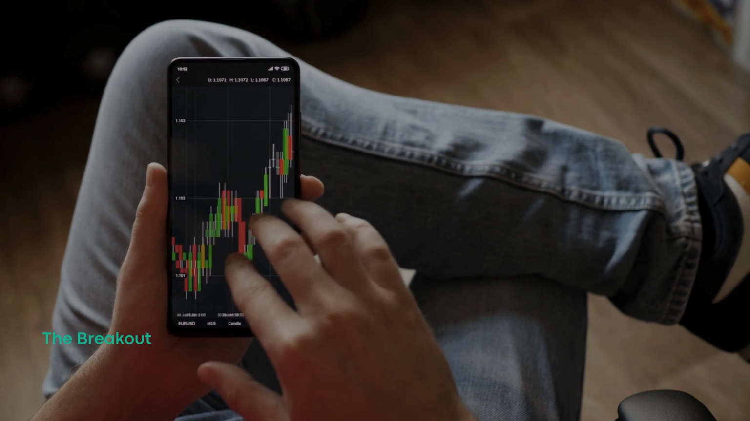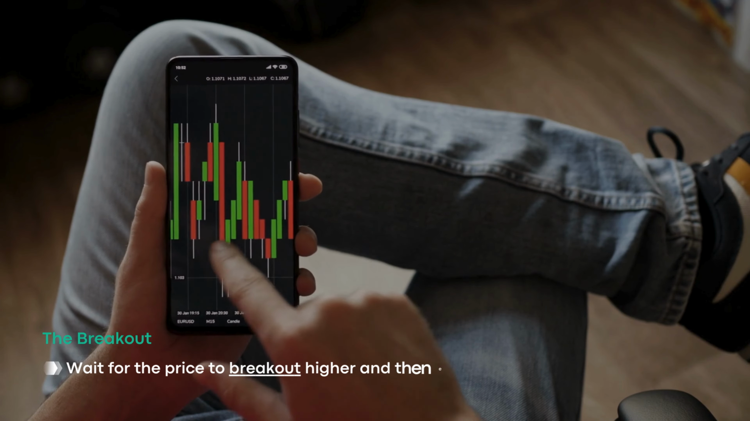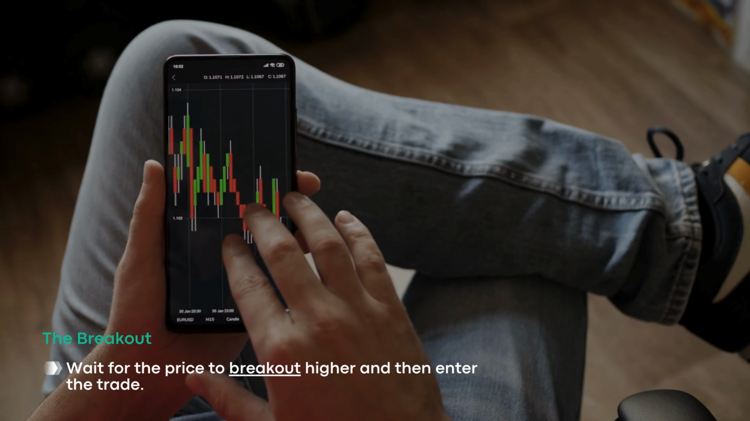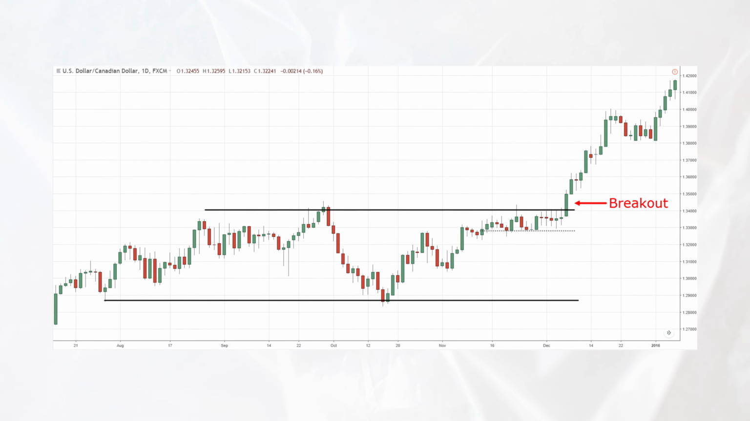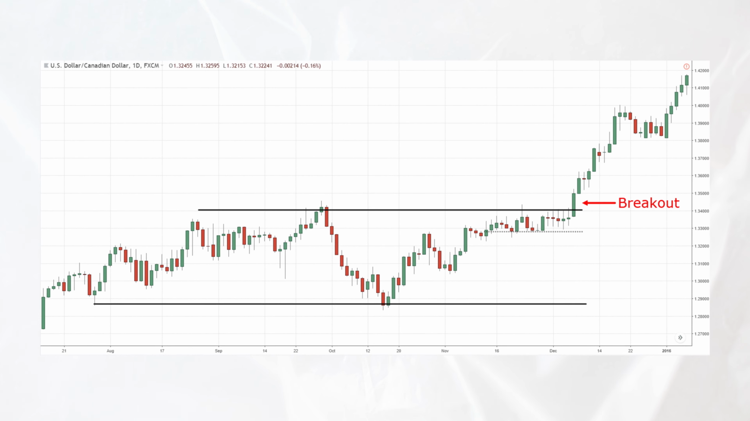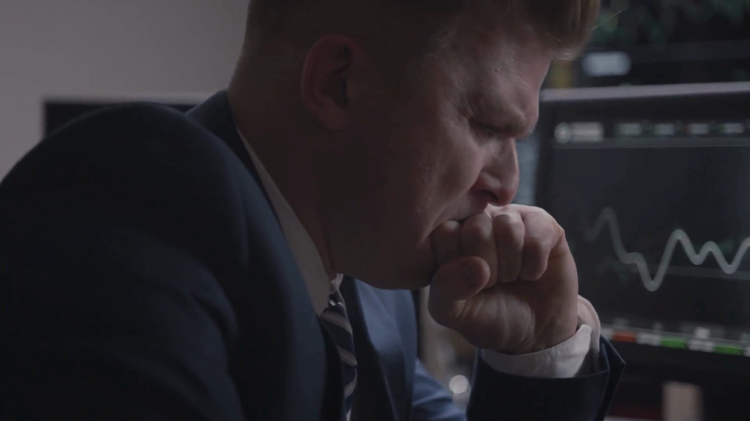Number 2, the breakout. Alternatively, you can wait for the price to break out higher and then enter the trade. An example. You will catch every move as the market transits from an accumulation stage to advancing stage. Cons: it could lead to a false breakout.